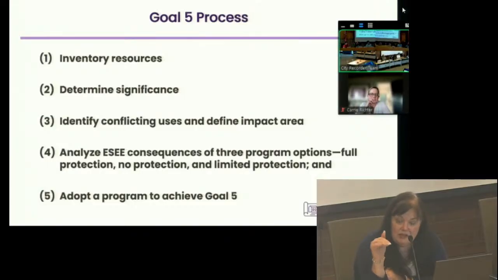And so that document that is an exhibit to the ordinance, that is the ESEE analysis, walks through all of that for tree groves themselves that are on private property. And then we have to adopt a program that achieves Goal 5.